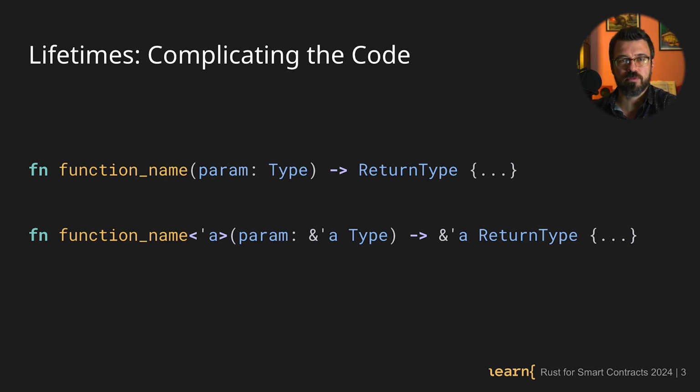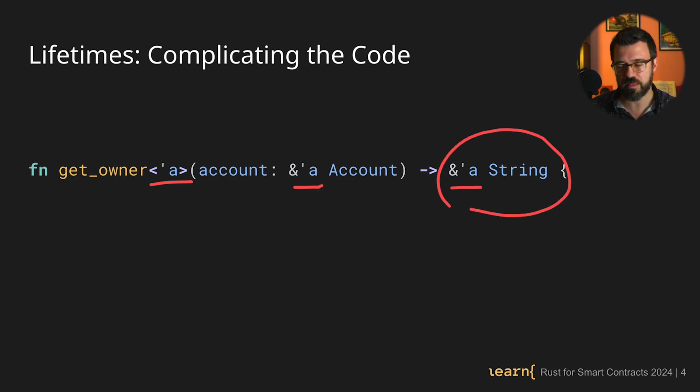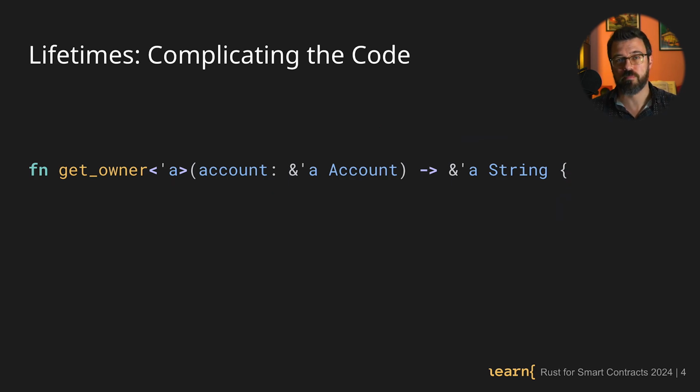If all of that sounds terribly annoying, it is if you're coming from another language, and lifetimes do take some getting used to, but thankfully we don't usually have to use them. In this example here, I have a getOwner function where I have this A lifetime, and I say that this account that I'm pulling in, I return a string, and it has the same lifetime as the account. The compiler isn't aware that the owner of an account would necessarily live as long as the account itself, right? So we tell the compiler that.